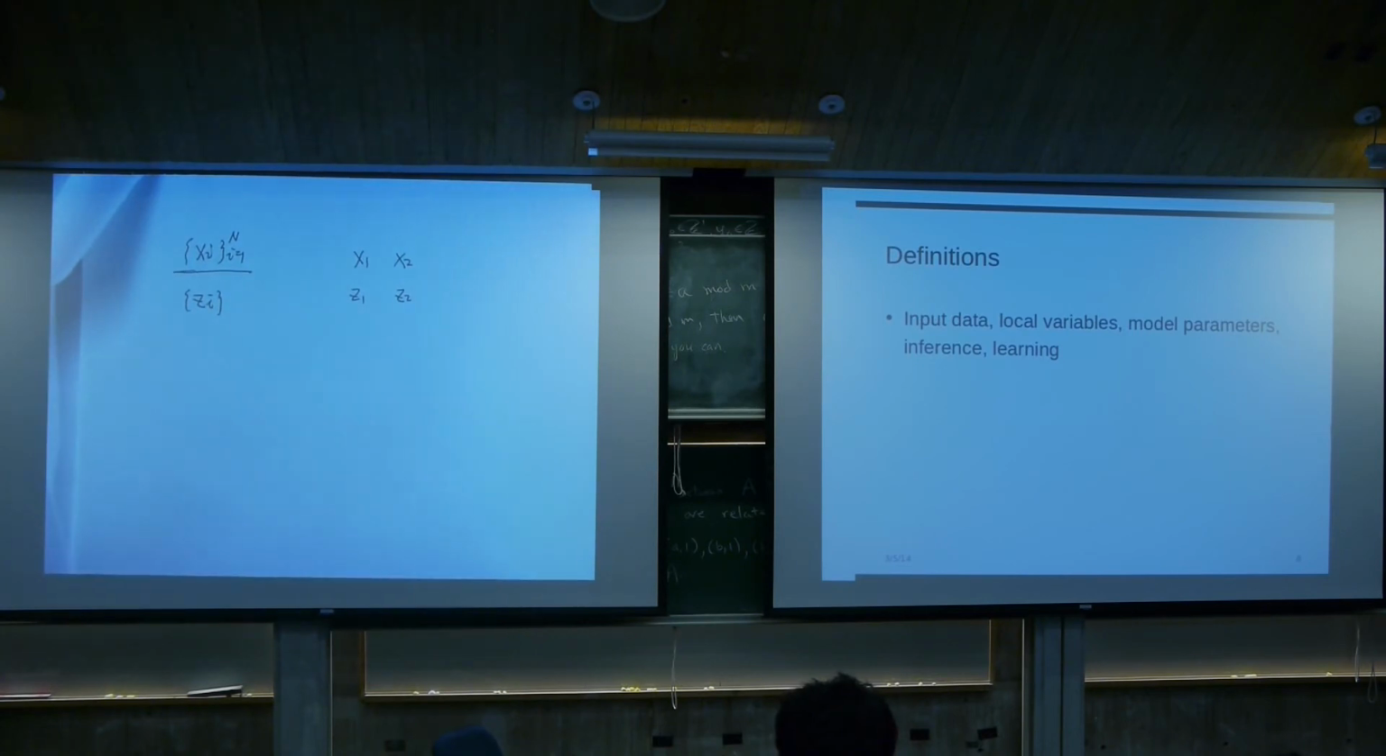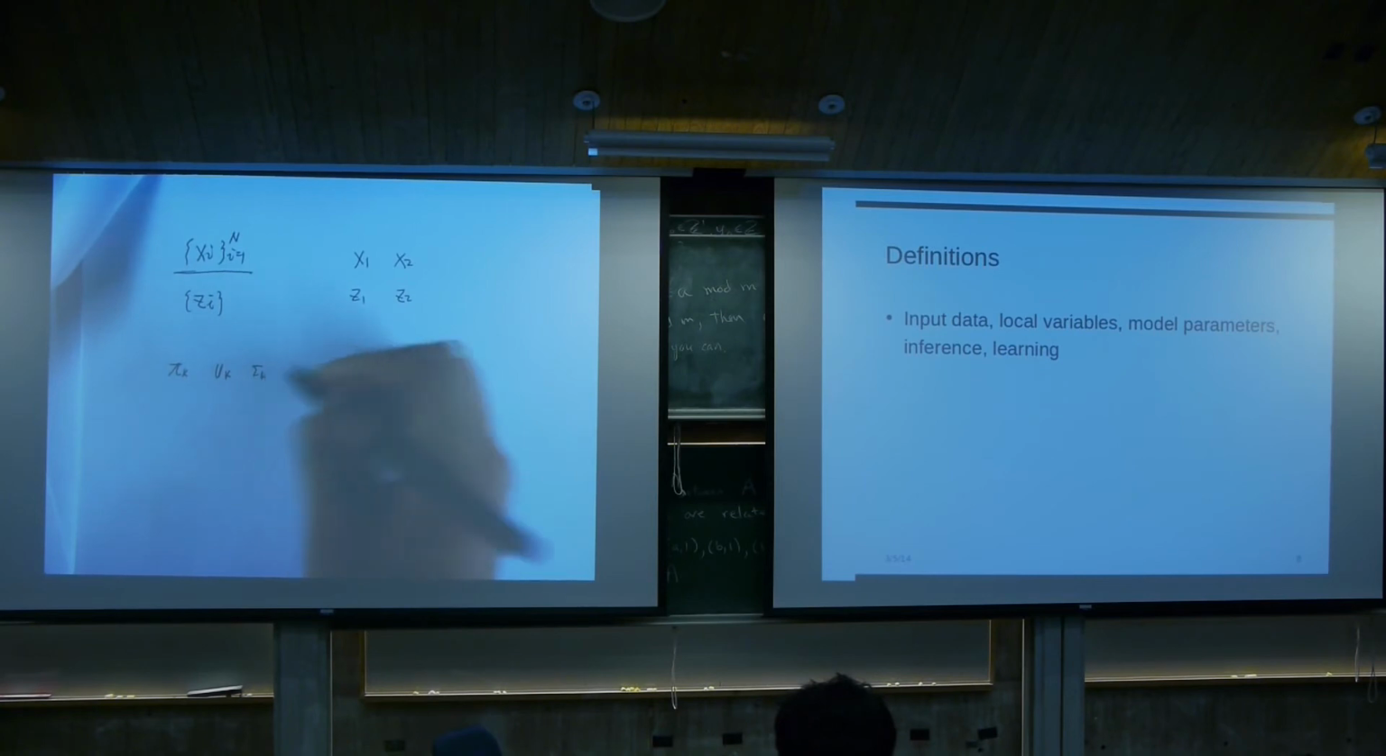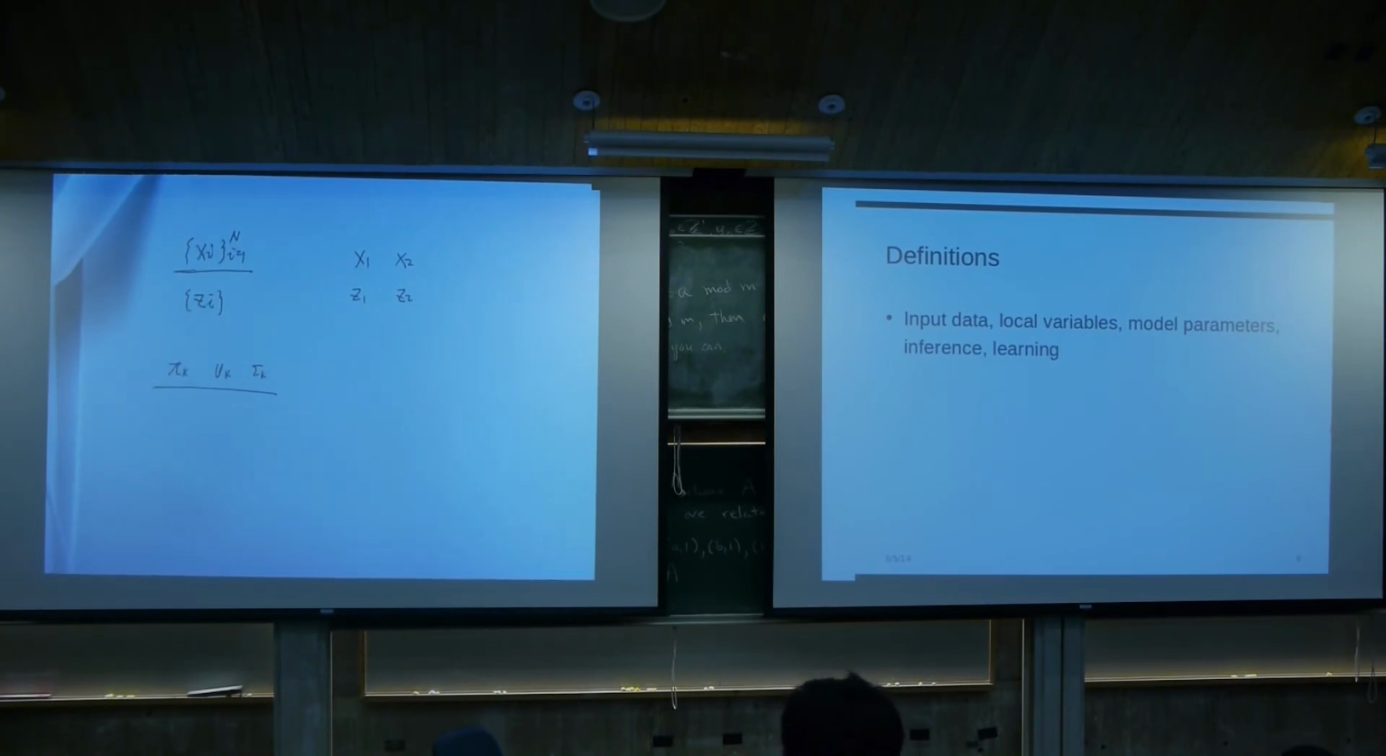The third thing is global model parameters, or global parameters. In this model, they are pi k, mu k, and sigma k. These are called model parameters because each point xi will use the pi k, mu k, and sigma k to model itself. They are related to every point we observed, so they are called global.